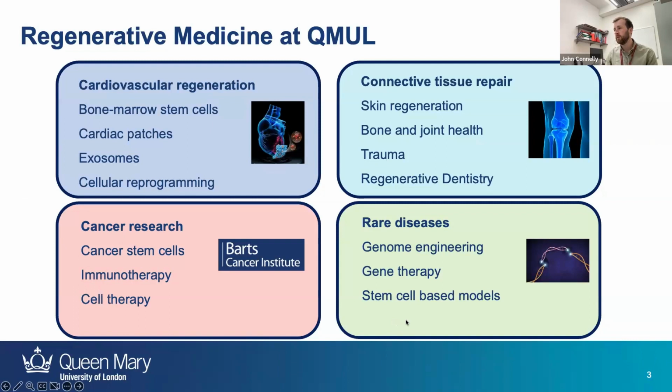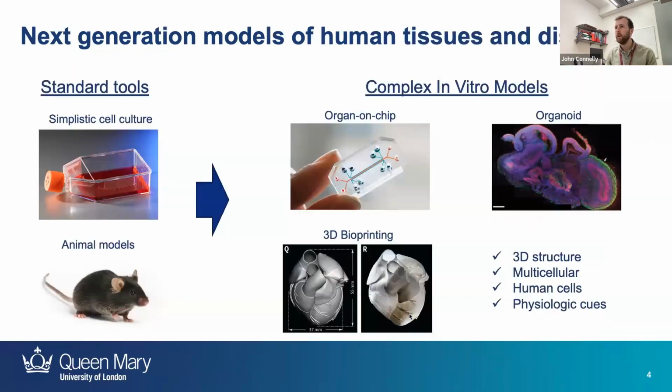And then there's also a number of different groups interested in rare diseases and understanding their pathogenesis and developing new strategies for therapy. These take approaches including genome engineering, gene therapy, but also stem cell-based models to better understand the pathogenesis of these diseases. So this is kind of a broad overview of regenerative medicine research here at Queen Mary.